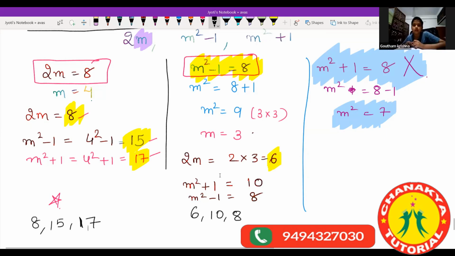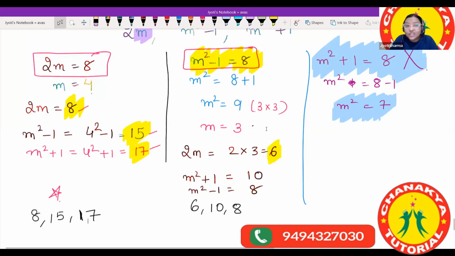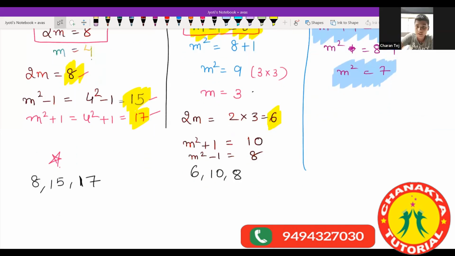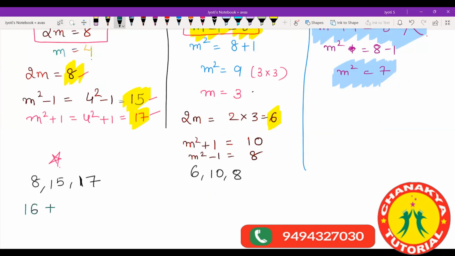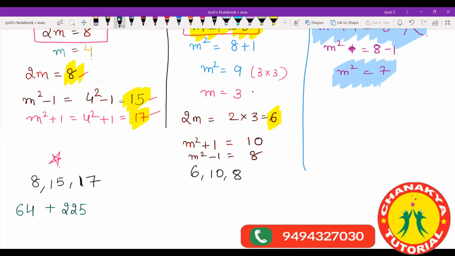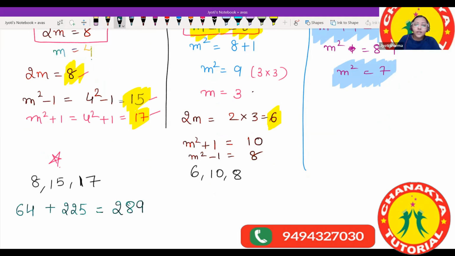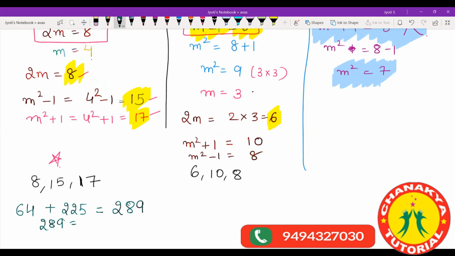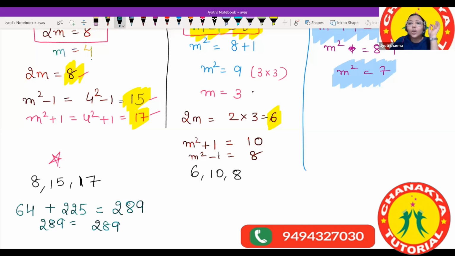Ma'am, is 8, 15 and 17 a Pythagorean triplet? Yes, 8, 15 and 17 are a Pythagorean triplet. Let's check. What is 8 square? 64. 15 square is 225. 17 square is 289. Add 64 and 225, see, it is equal to 289. Yes, ma'am. They are a Pythagorean triplet.